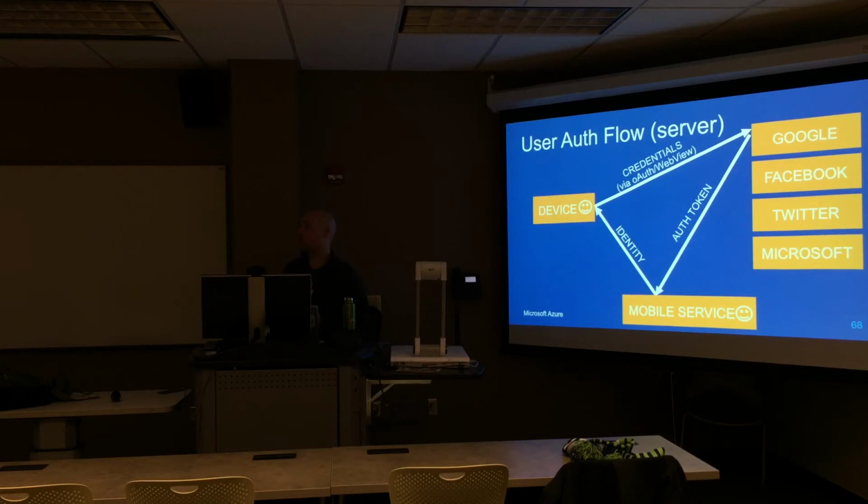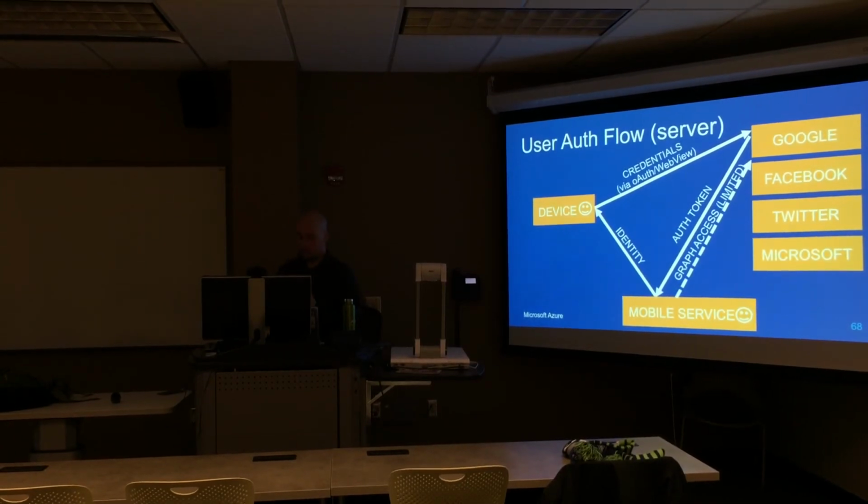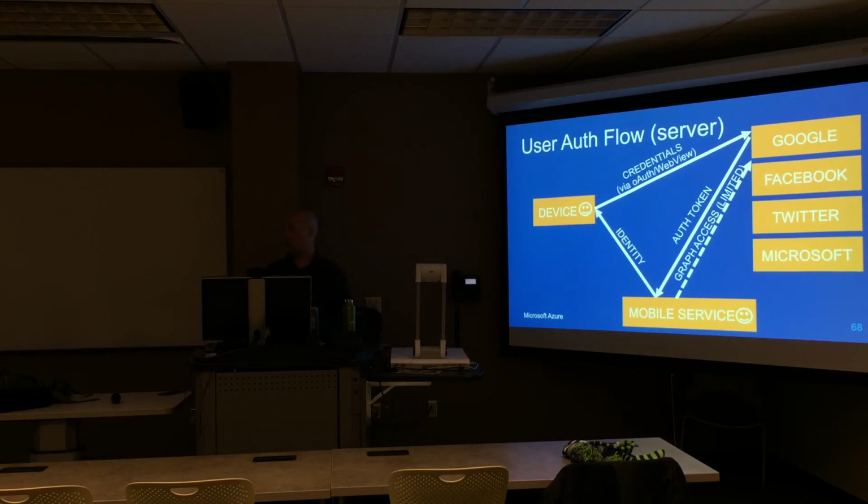Your mobile service then creates an identity, so a user ID and a token that authenticate with your mobile service, back to the device. And then all your future requests from the device will have those credentials with them. When you do that, you then have graph access from your mobile service, so you can do stuff like tweet on their behalf or access their friends list, provided you've requested the correct scope or permission from the provider.